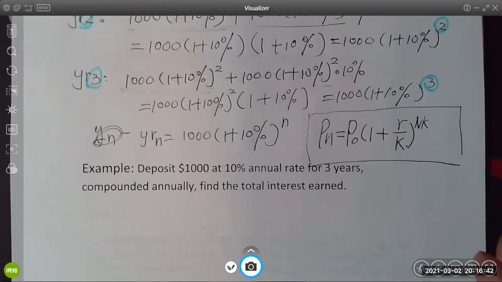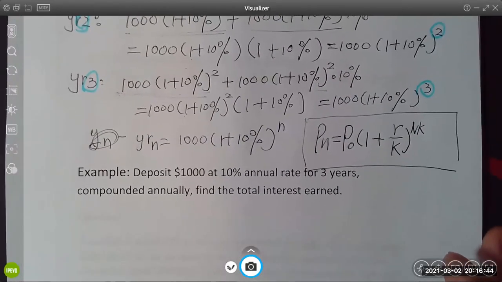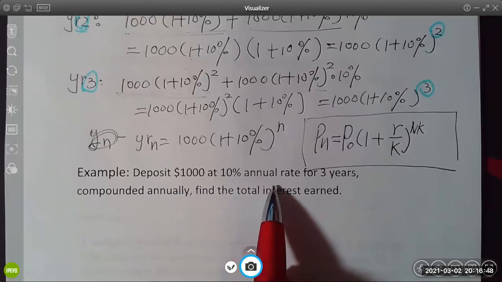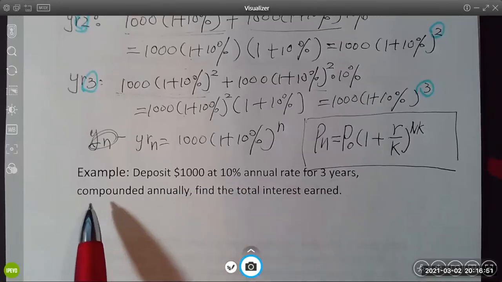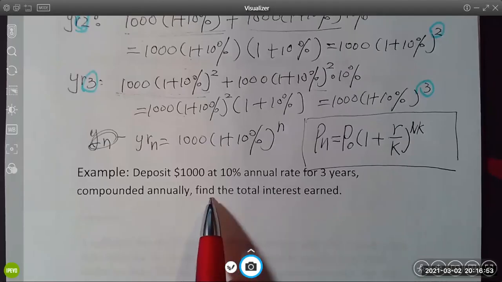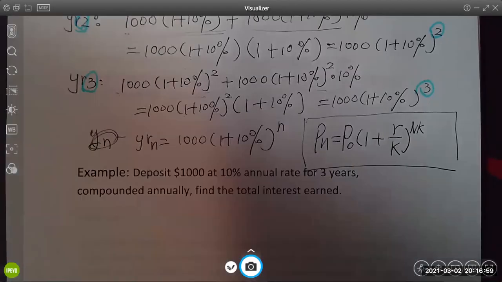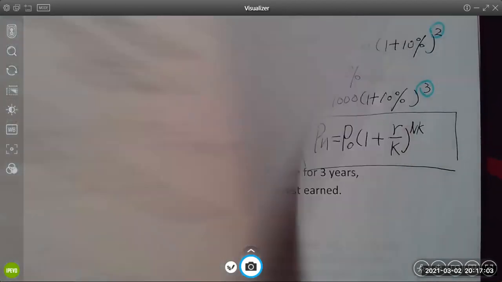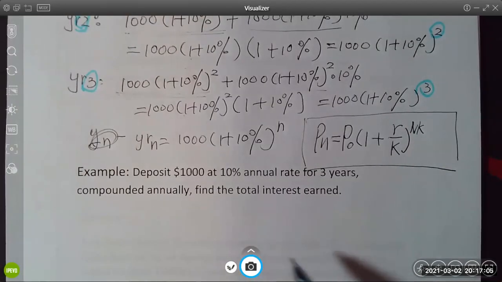Now let's look at our first example. We deposit $1,000 at 10% annual rate for 3 years, compounded annually. Find the total interest earned. This is exactly the same problem. Look at this one we used. This is the exact same problem. So we are going to do this using the formula so that you can see how I use this formula.